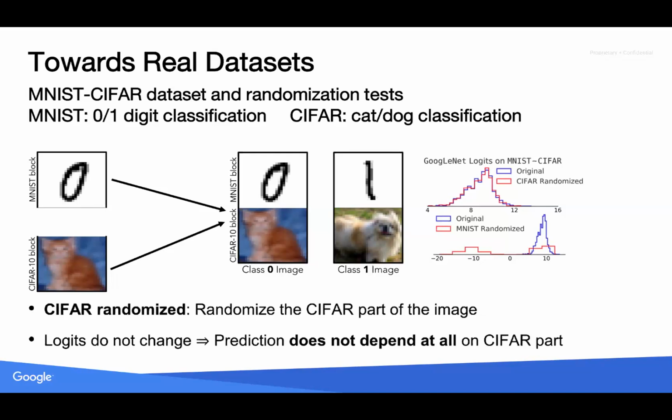Because if you see a 0 in the MNIST part, then we know that it's class 0. And if you see a 1 there, we know that it's class 1. Similarly, if we see a cat, we again know it's class 0. And if you see a dog, we know that it's class 1.